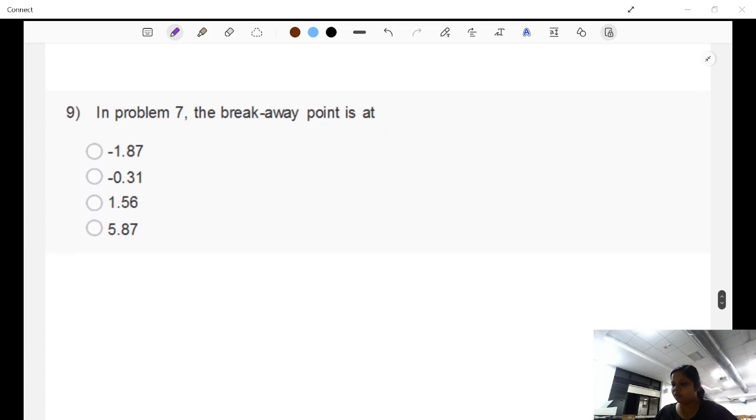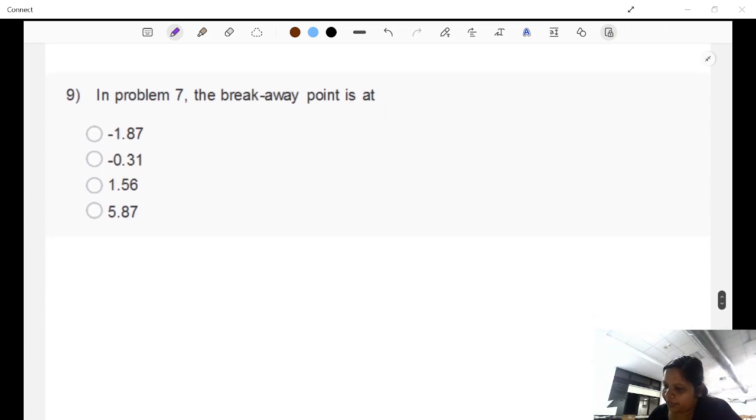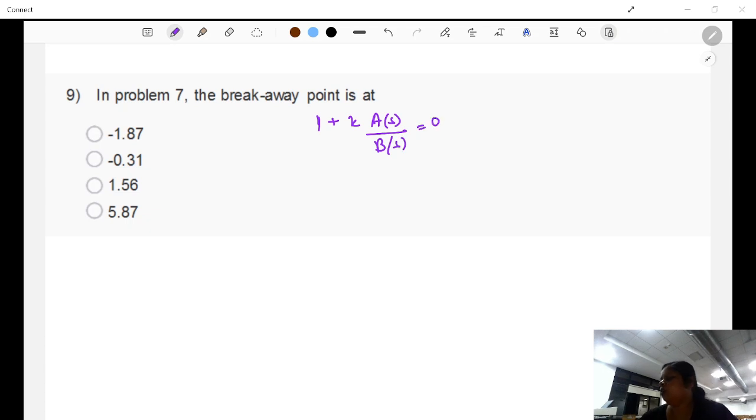Okay, so where is the breakaway point? First we'll find out. We had already seen that it can be written as 1 plus k into A(s) upon B(s) is equal to 0. So G(s) into H(s) can be written as A(s) upon B(s), right?